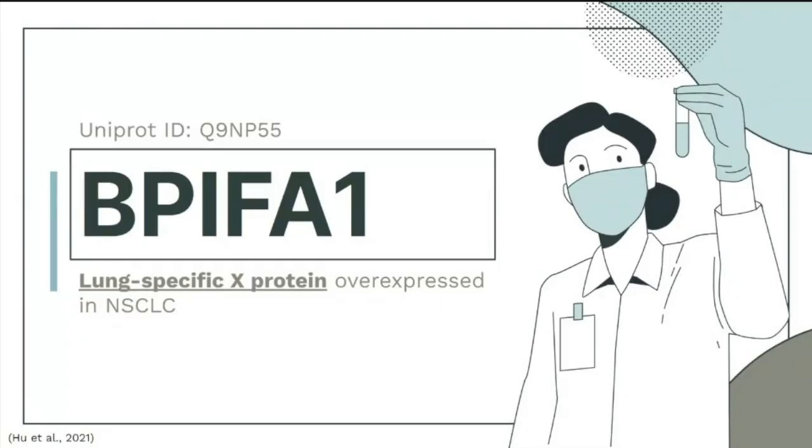Okay, first of all, we need to identify a specific or unique antigen that we are targeting. Through literature review, we identified protein BPIFA1, which is a lung-specific protein that is primarily overexpressed in NSCLC, while remaining normal in other tissues, which is therefore perfect as our target. The amino acid sequence is retrieved through UniProt with accession number Q9NP55.